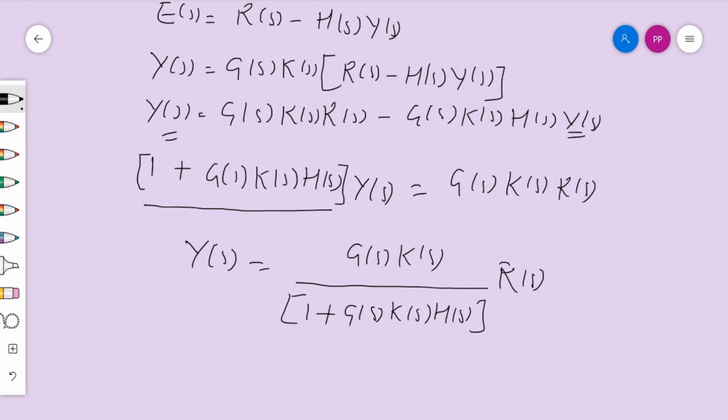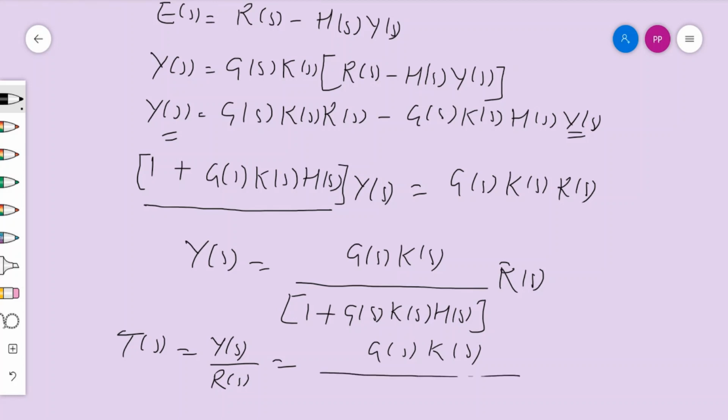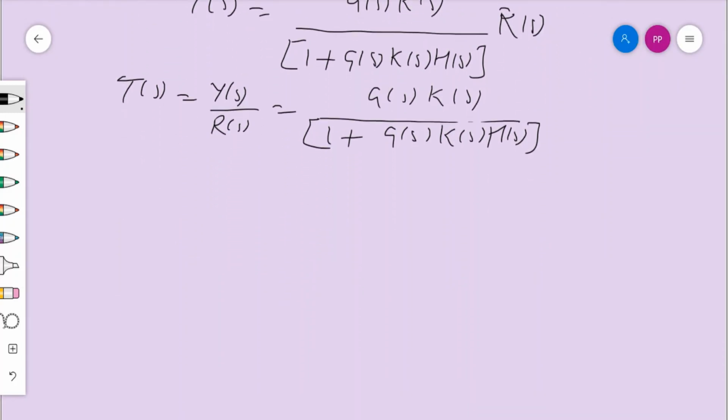So from here we can get the transfer function T(s) equal to Y(s) by R(s) equal to G(s) K(s) divided by 1 plus G(s) K(s) H(s). Now we see that the denominator on the right hand side has got a special form, and for any value of s for which this denominator becomes 0, that value of s will definitely determine a factor or root of the system.